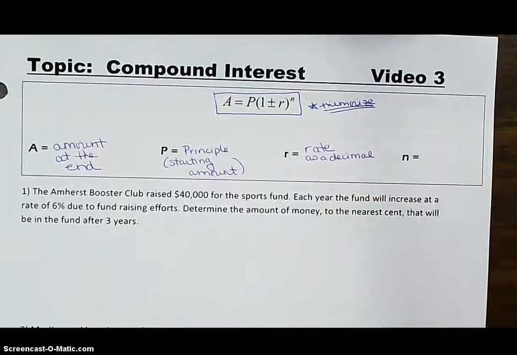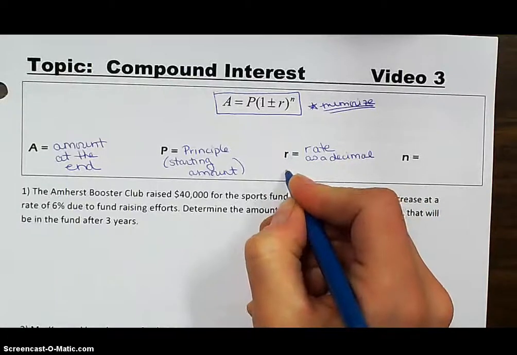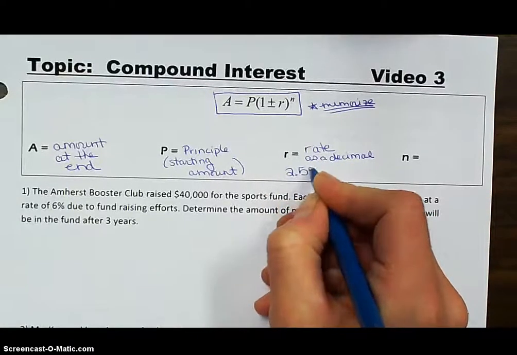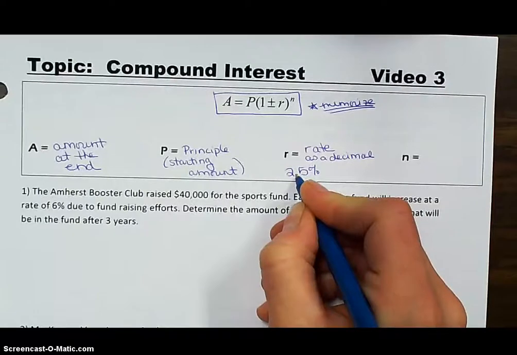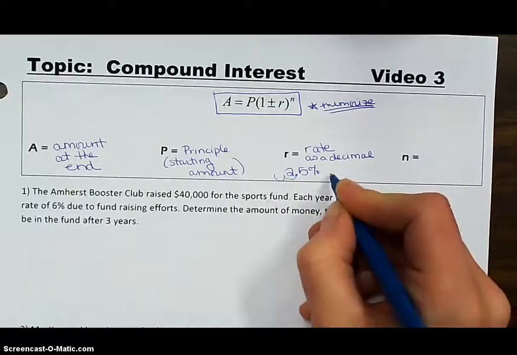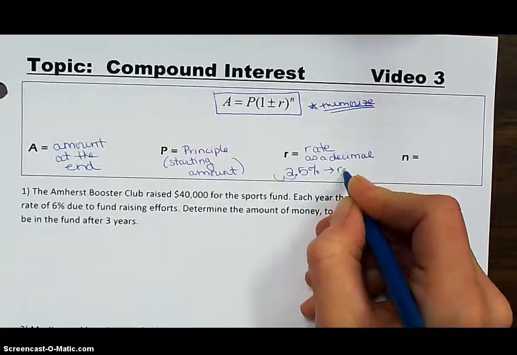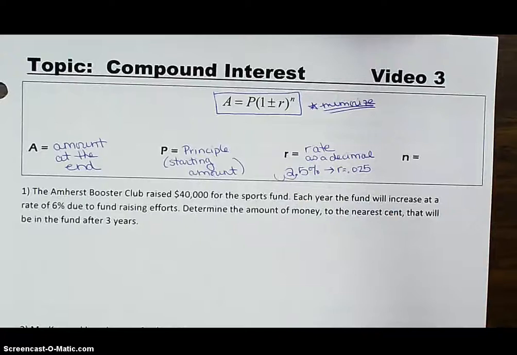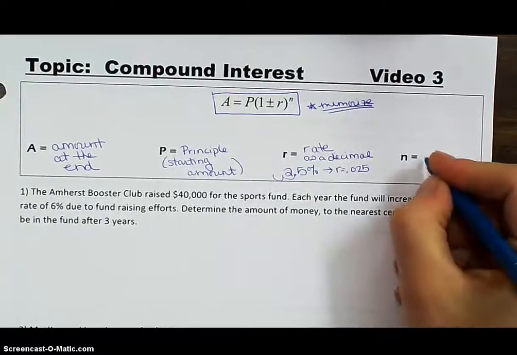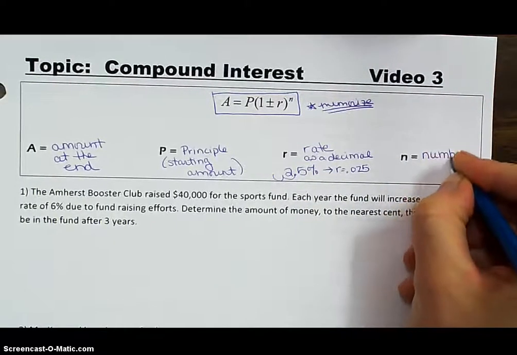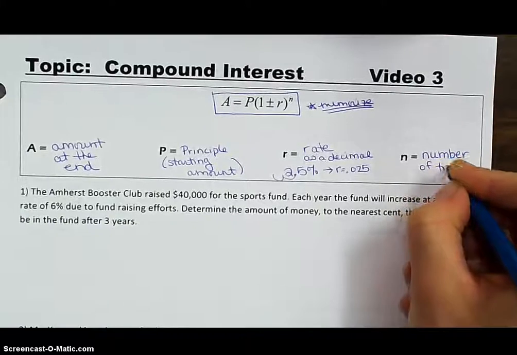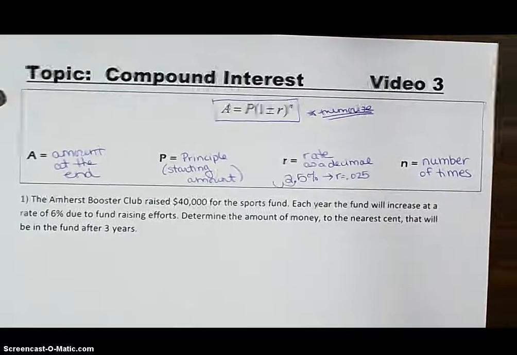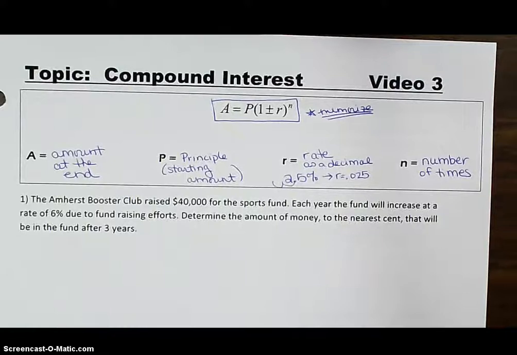Typically rates are given to you as a percentage, like it's going to increase at 2% or 20% or 15%. So let's say we had 2.5%. What we have to do is move the decimal over 2 spots, 1, 2. So our R here is going to be 0.025. And then N is going to be the number of times something will occur. That is the compound interest formula.